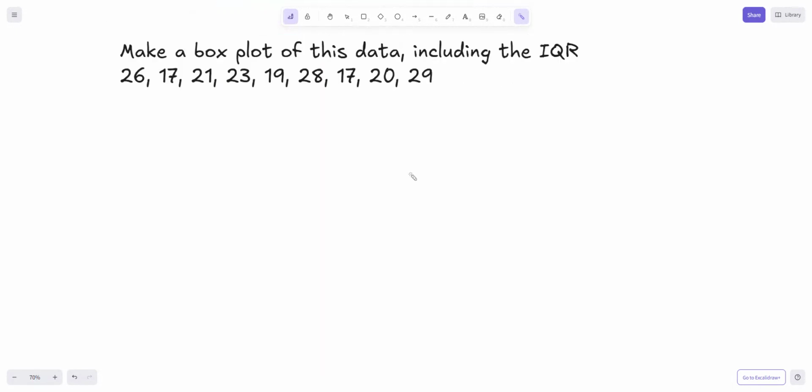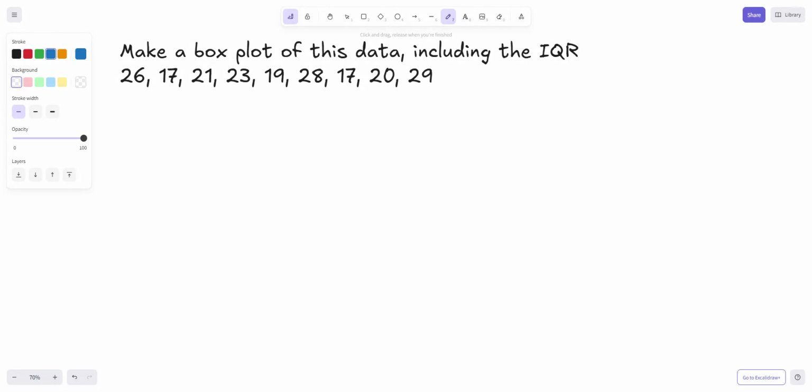All right, make a box plot of this data, including the IQR. So again, we're finding a measure of variance, we're finding the IQR. IQR is generally better than range, or safer, just because if you have an outlier, it won't affect it. Step 1, since we have to find the IQR, we need to find the median first. So we got to put things in number order.